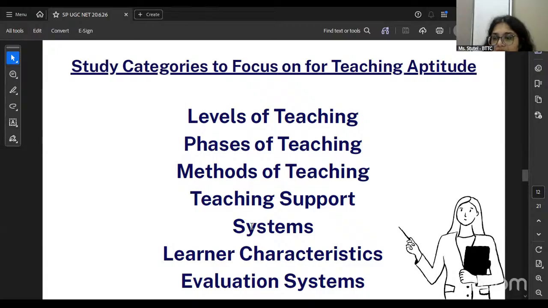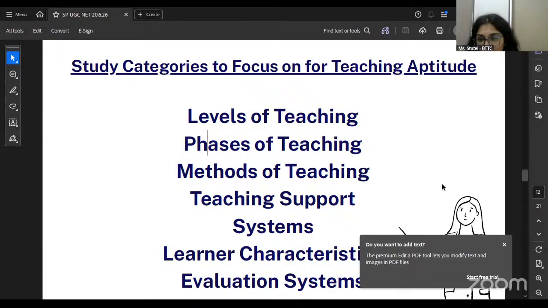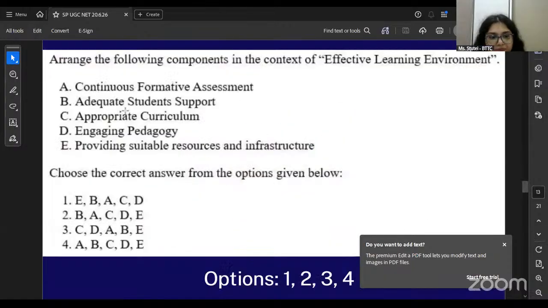Now let's look at the questions that I've put. Again, I think most of these questions were questions that I got when I was appearing for the test. So let's see how I approached them.